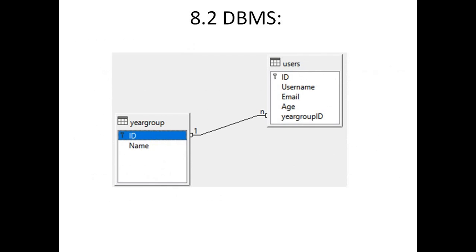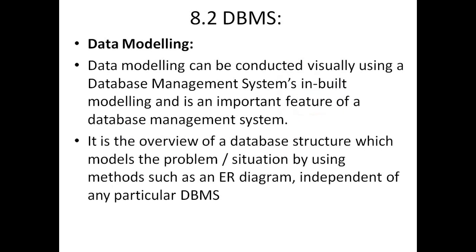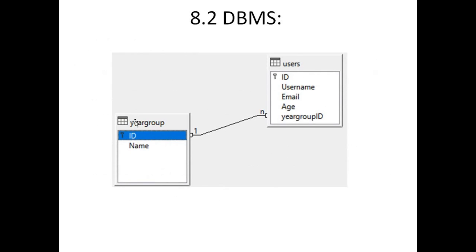This is an example of an ERD diagram that is created by using DBMS software, or you can say this is simply a model of the database where you can see there are two tables. This symbol denotes that this is a table, year group and users. In the year group table we have two fields, ID and name, whereas in the users table we have five attributes: the ID, the username, email, age and year group ID.